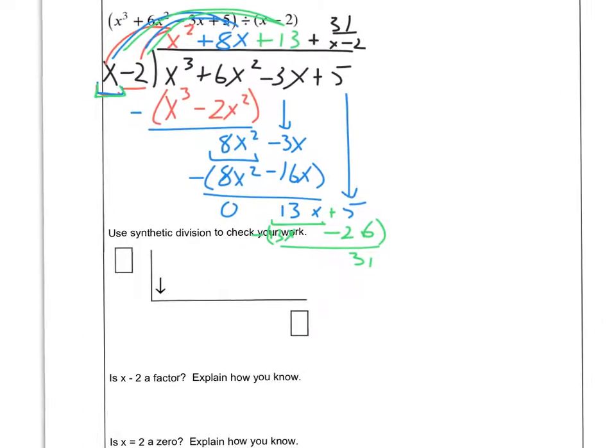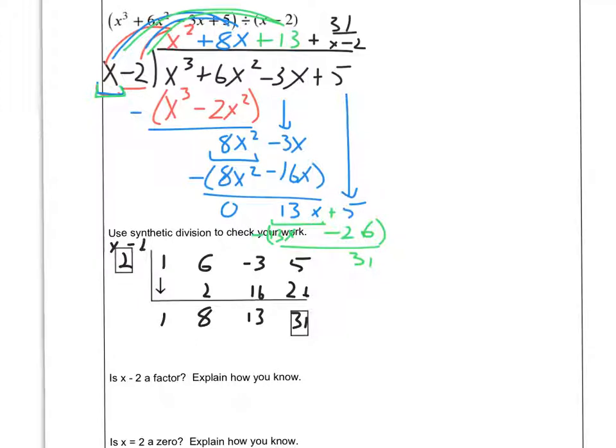Using synthetic division to check your work, generally we're doing better at this actually. We're going to do an x minus 2 out front, which means that 2 goes here. We get 1, 6, negative 3, and 5. 1, 2, 8, 16, 13, 26, and 31.